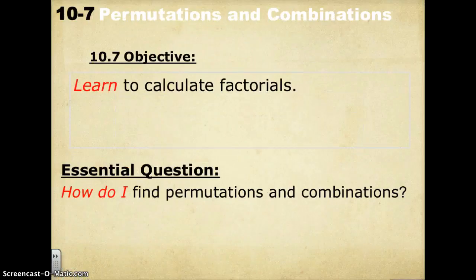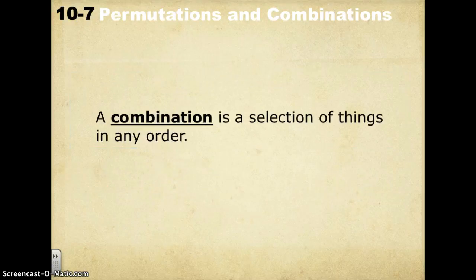This lesson is a continuation of 10.7. So if you already have the objective and essential question written down, you don't need to do it again. We're talking about combinations now. A combination is the selection of things in any order.